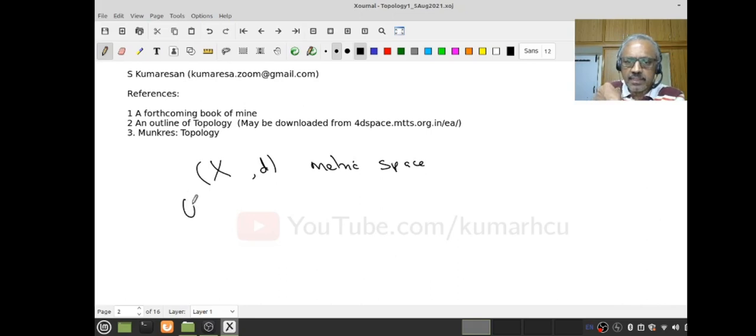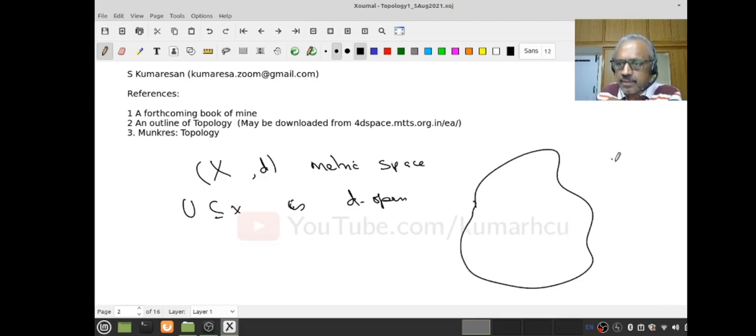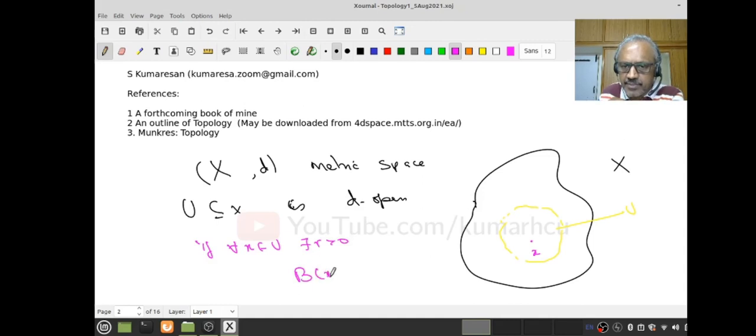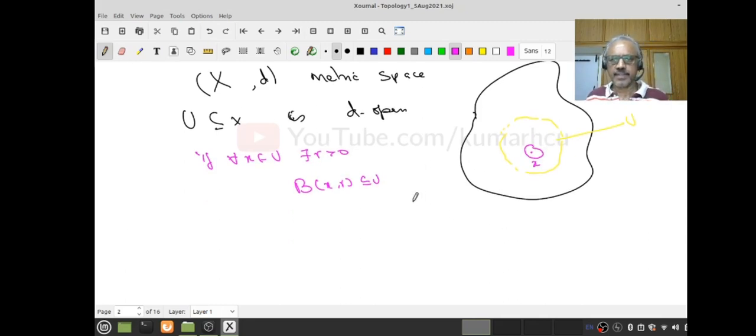Okay, then a subset u of x, when do you say it's open? D-open or simply open? Okay, this is my x and this is my u. I have a point here. Take any point. So if for every x in u there is an r positive so that B(x, r) is contained in u. This is the open ball, right? This is the definition of open sets in a metric space.